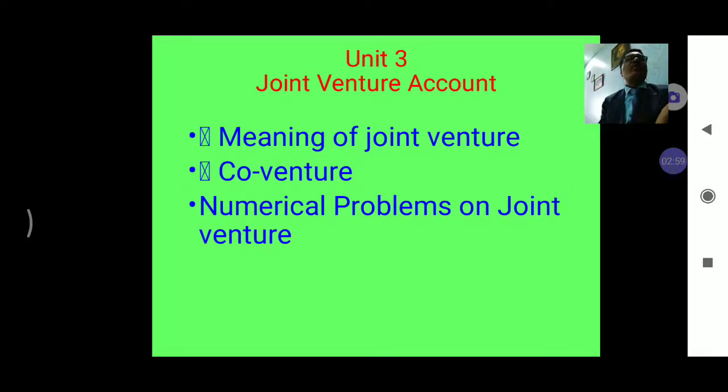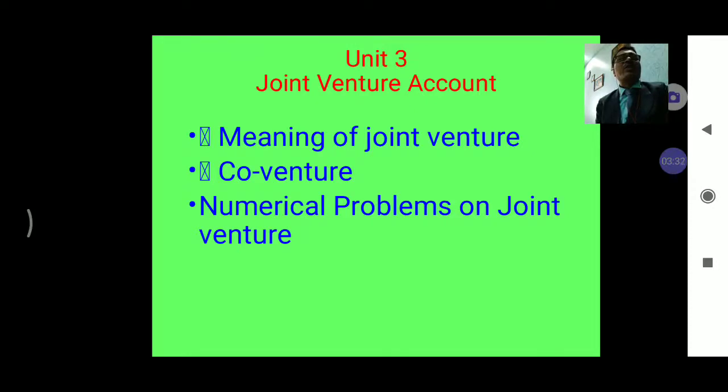Third unit, Joint Venture Account. This chapter is also numerical and practical. In this unit, meaning of joint venture, co-venture, and numerical problems on joint venture. Only the meaning of joint venture and co-venture are two theoretical points, and then if you understand these points, then we start numerical problems on joint venture.